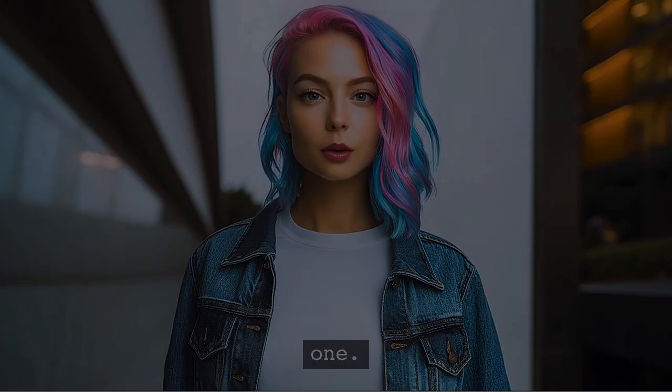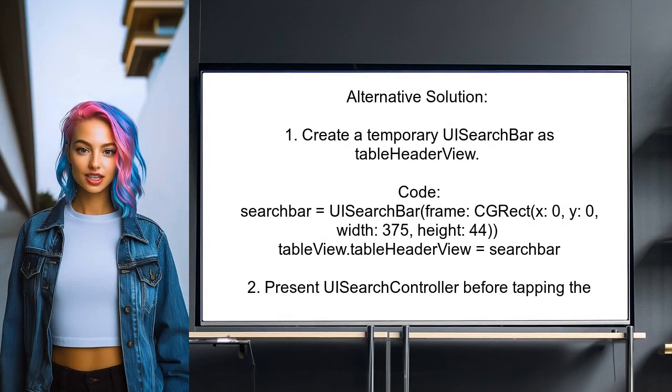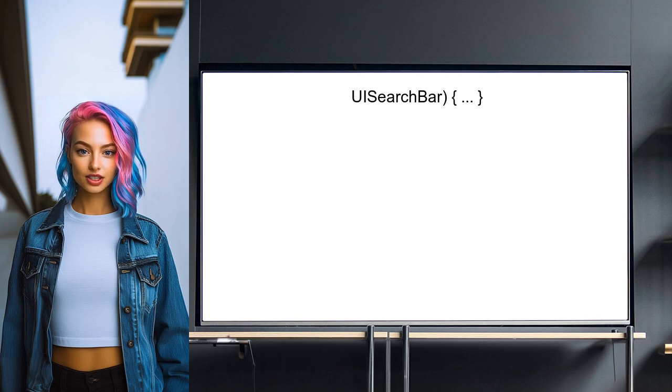Let's take a look at another one. An alternative solution involves creating a temporary UISearchBar and setting it as the table header view. Before tapping the search bar, present the UISearchController to mimic the desired animation. Finally, when the cancel button is tapped, reset the table view's content inset to restore the original layout.